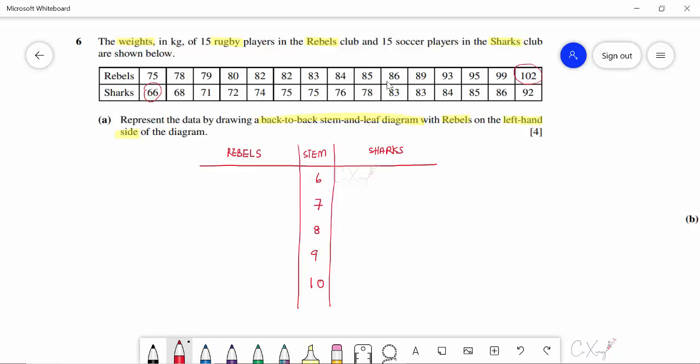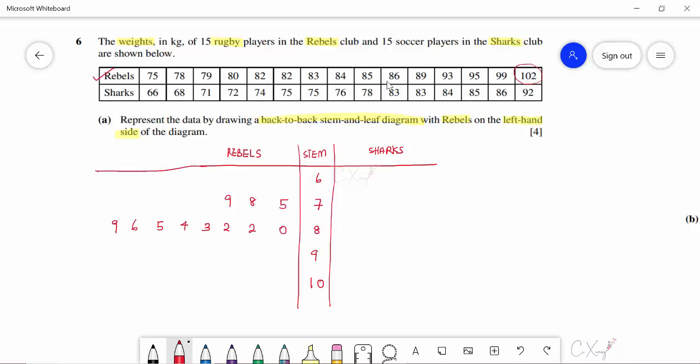Okay, then I think very easily now you can just plug in all the values from smallest to largest. Start from the Rebels one. The smallest value for it is 75, so you put 75 here at the leaf part. Then 78, 79. Then the next ones will be 80, 82, 82, 83, 84, 85, 86, 89.